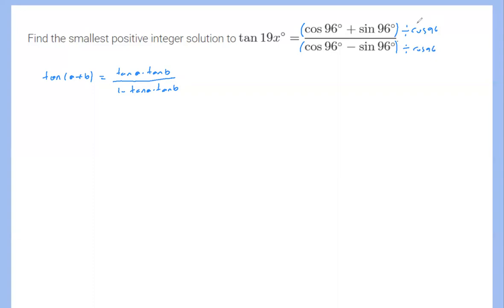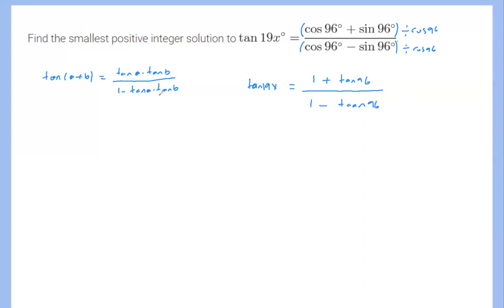If I divide cosine 96 by cosine 96, that is just 1. And sine 96 divided by cosine 96 is just tangent 96. This is going to be divided by cosine over cosine, which is 1, minus sine over cosine, which is tangent. Okay, so this is good so far, right? This is 96, this is 96, and this was tangent 19x degrees, which I'm going to ignore for now, but we know this is in degrees.